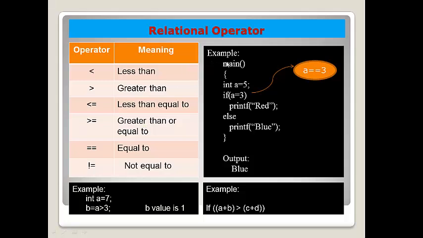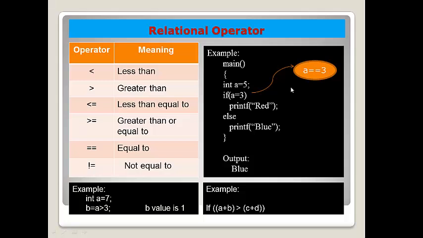For this example program, integer a equal to 5. Now the a value is 5. Here, if a equal to 3: a value is 5, 5 equal to 3, the condition is false. Else, it displays blue. But it does not display blue, it displays red, although 5 equal to 3 means the condition is false, and false means blue.